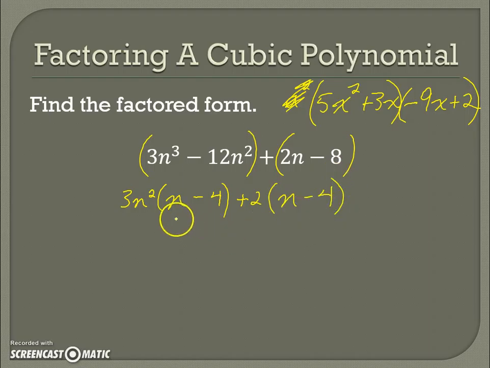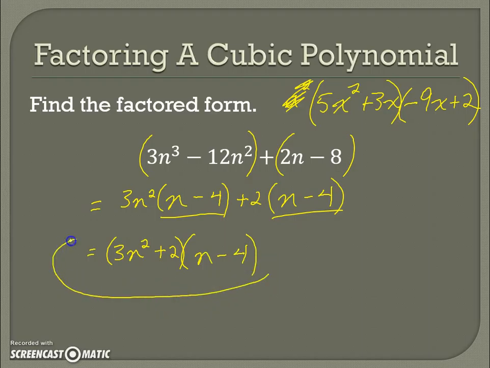What I'm looking for is, can I do that so that I get a common binomial term? So here's my common binomial term. This is going to work exactly like we were working on the other ones. I'm going to write this first one out in the front, 3n squared plus 2, and then what I'm left with is the n minus 4. So there we go. There is how you would do that.